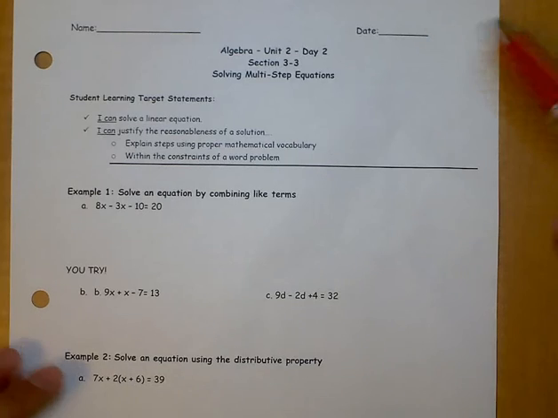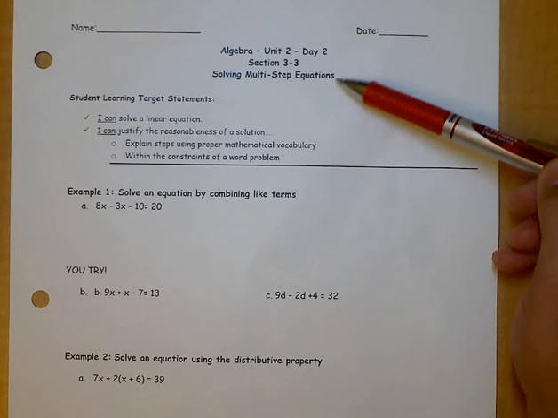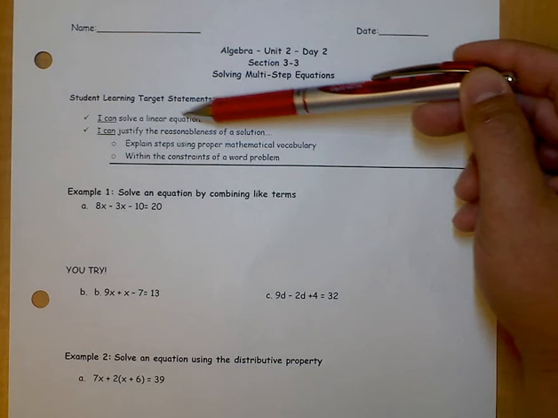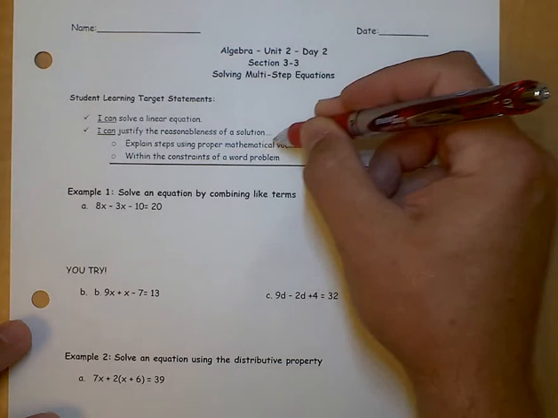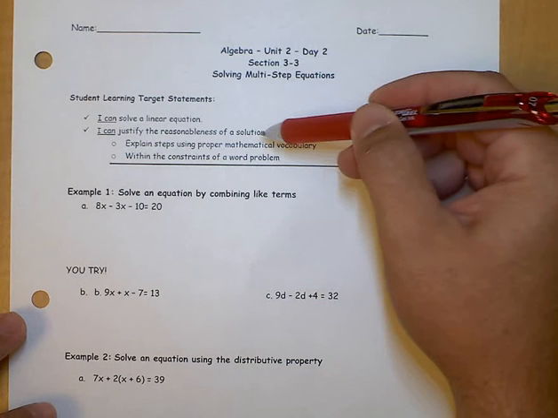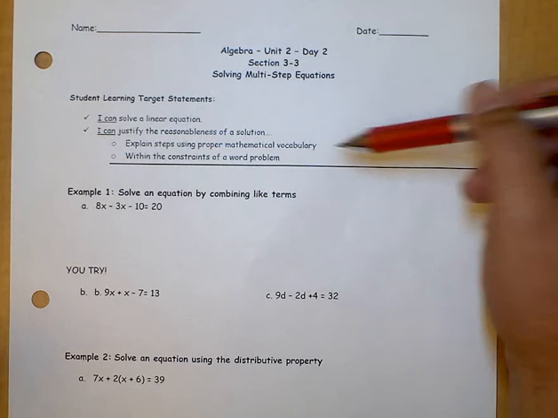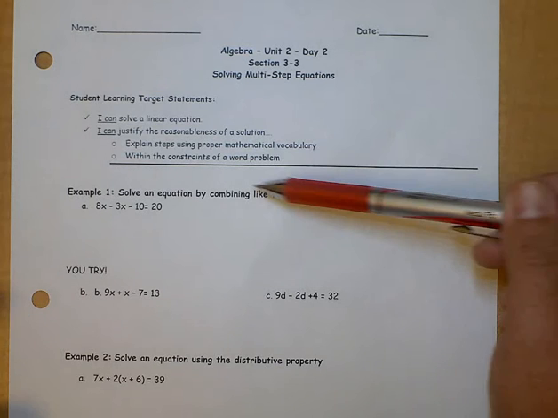So this is Unit 2, Day 2, Section 3.3, solving multi-step equations. Our learning targets are: I can solve a linear equation, and the second one has more to do with what we're going to do on Thursday, I can justify the reasonableness of a solution and explain the steps using proper math vocabulary. Alright, so our first example says solve an equation by combining like terms.